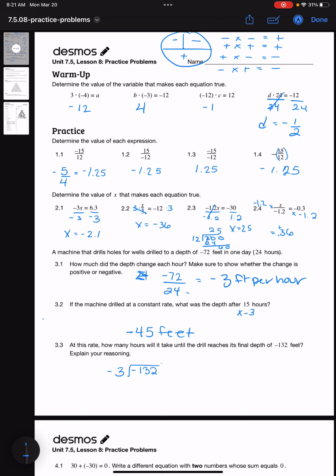So negative 3 goes into 13 4 times. 44. And I know a negative divided by a negative is a positive. It would take 44 hours because we can use the equation -3 times something equals -132. So -3 times the amount of hours gives me -132 feet.